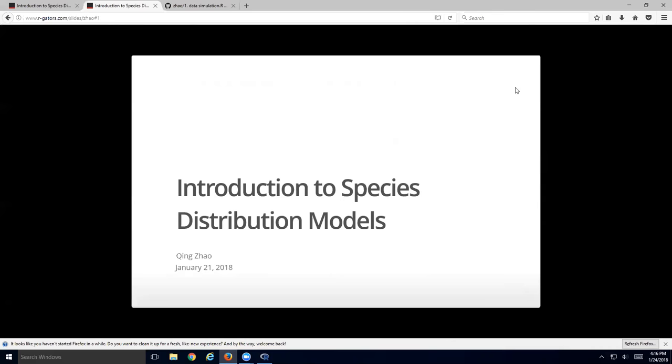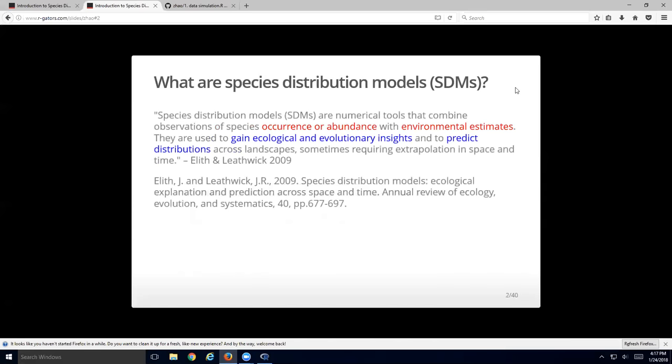And there are tons of new papers coming out every day, so there's no way to cover all of them. So I can cover the most basic things. So what are species distribution models? I will just use the definition from this paper.